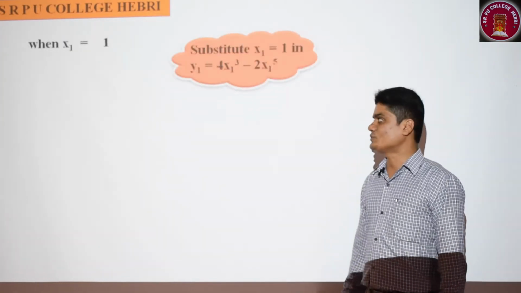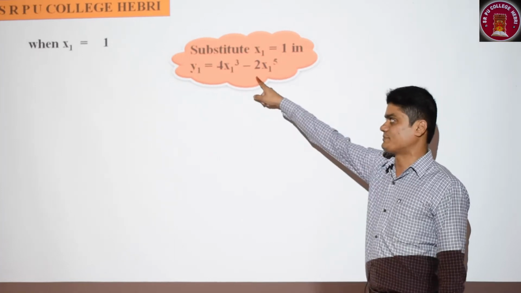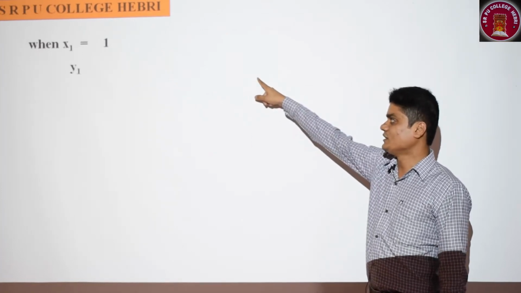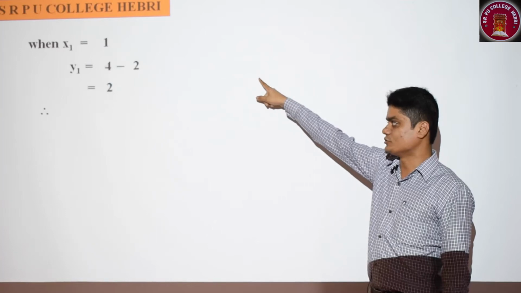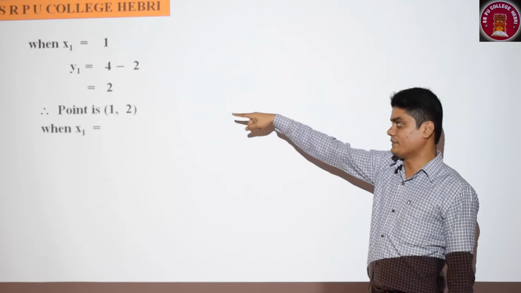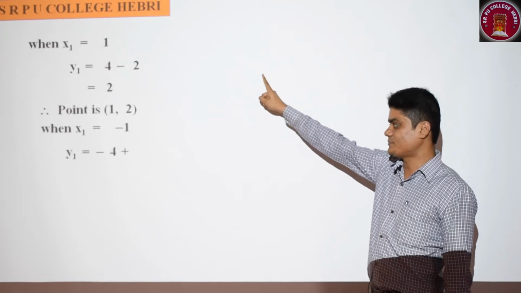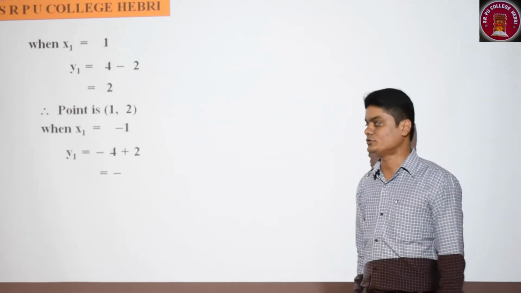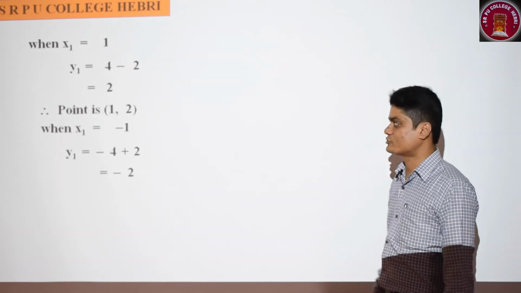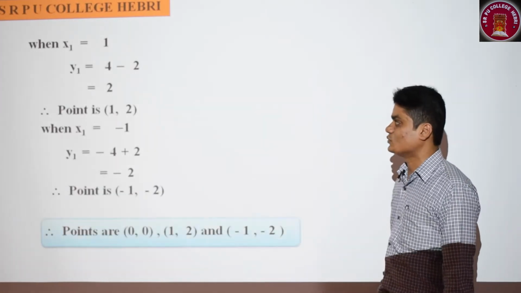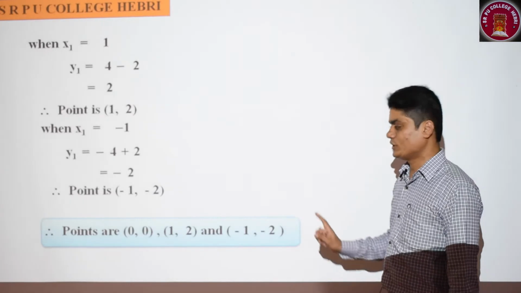Yeah, next case x1 is equal to 1. Again substitute in this expression. When you substitute you get 4 minus 2 which is equal to 2. Then the point is 1, 2. Then take x1 is equal to minus 1. Again in that expression minus 4 plus 2 you will get equal to minus 2. So which are the next 2 points? The next 2 points are 1, 2 and minus 1, minus 2.